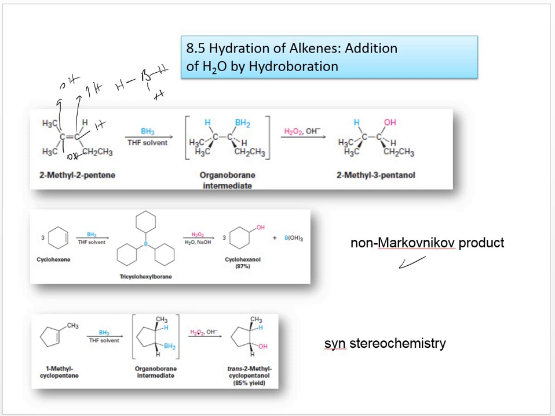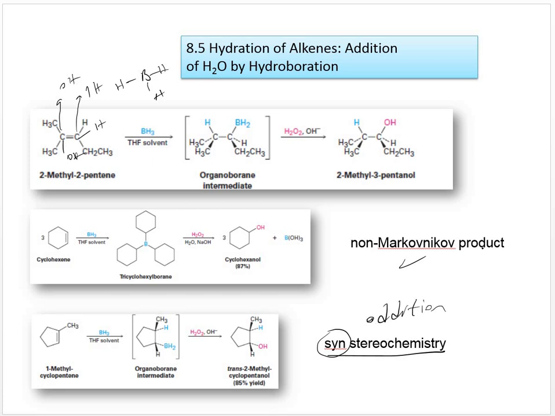And what's going to happen later? If you use hydrogen peroxide, BH2 will be replaced by OH. At the end, OH and H are added to the same side of the ring. Like you can say this is away from the ring, or this is coming out of the ring plane. So at the end we have a certain stereochemistry and we say syn addition. Syn addition means same face or same side addition.